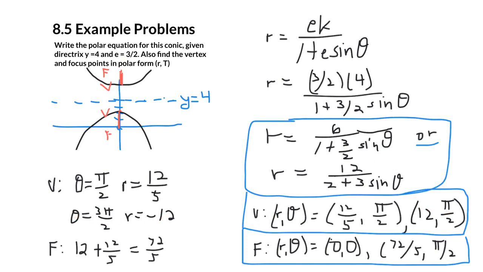For our focus, I know one focus is at the pole. I can see how far it is from that focus to the vertex. I can see that that's a distance of 12/5. And then I just need to duplicate that distance from this vertex to the other to get the other focus. So that would be 12 plus the 12/5. And so that would give me my total distance here. And again, I'm going to use the pi over 2 for my angle there.